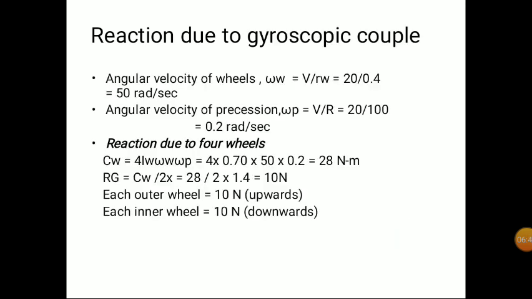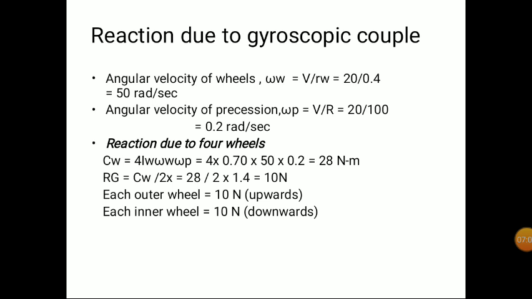Next, we are going to find the reaction due to gyroscopic couple. When considering gyroscopic couple, first we find the angular velocity of the wheel, that is V by RW. We already know the equation, and V is given as 20. So 20 by 0.4 is 50 radian per second. And the angular velocity of precession, omega P, equals V by R, that is 20 by 100, that is 0.2.